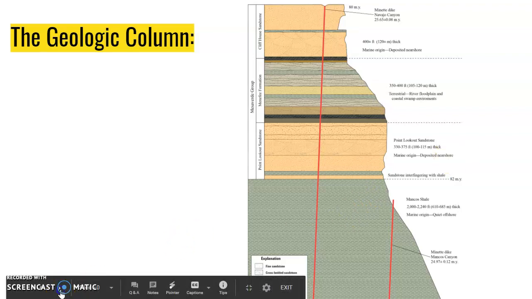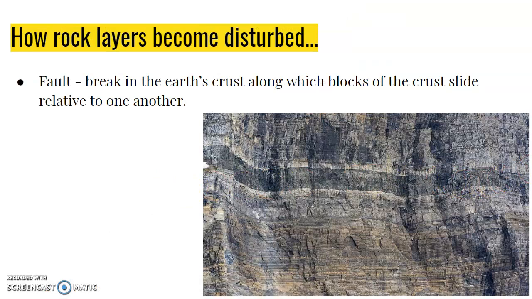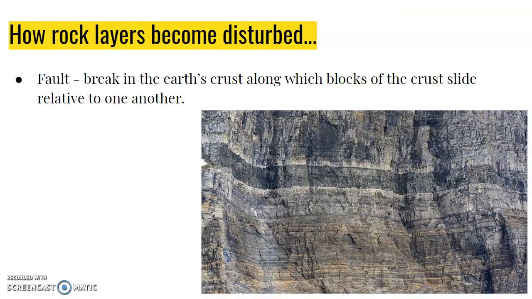And so on. Now, how do rock layers become disturbed? We heard that in a lot of cases, rock layers are undisturbed, as in they are just left alone. But sometimes rock layers get disturbed. They are not left in the same position in which they were formed, right? And we're going to look at four scenarios as to how rock layers can become disturbed.